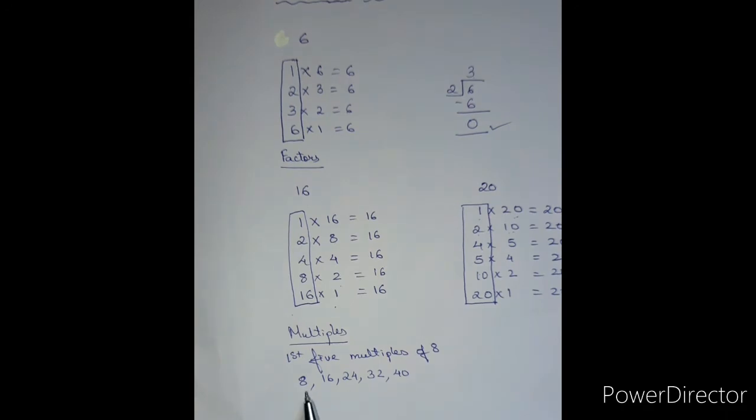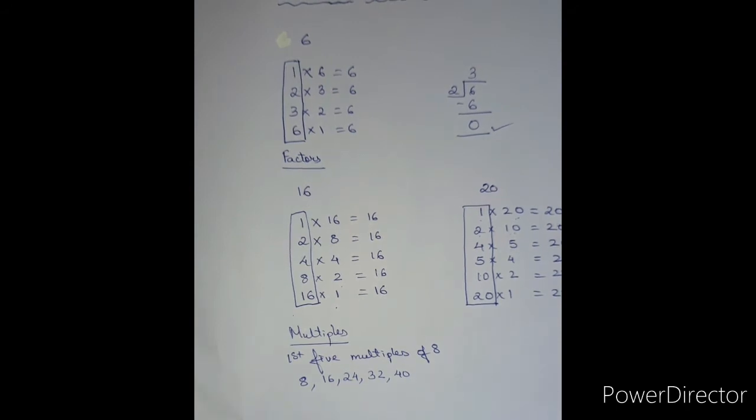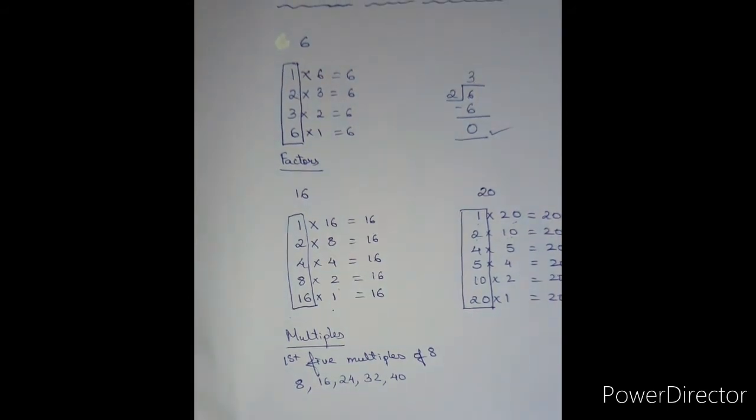These are the first 5: 1, 2, 3, 4, 5. And does the multiple stop at 80? 8 tens are 80? No. It will go on further continuously. It can be 8 18s are, 8 40s are, 8 50s are, 8 55s are, 8 88s are. It will go on continuously. So these are some examples for multiples.